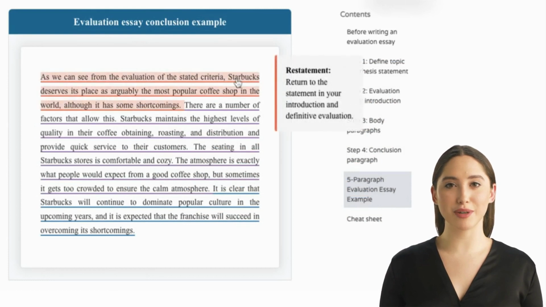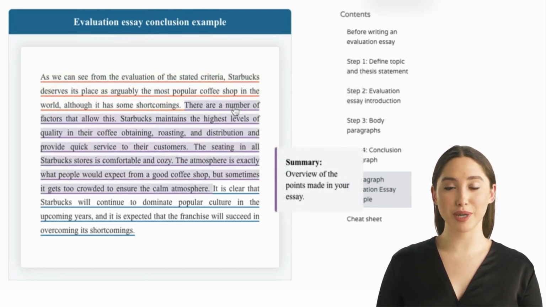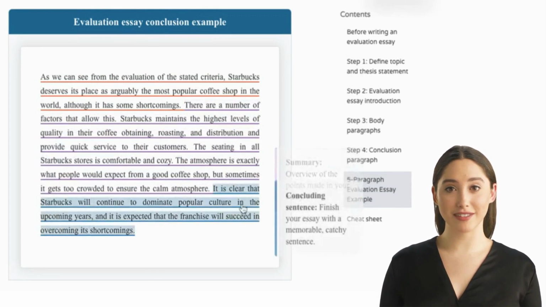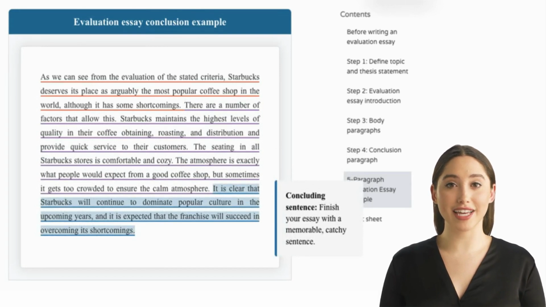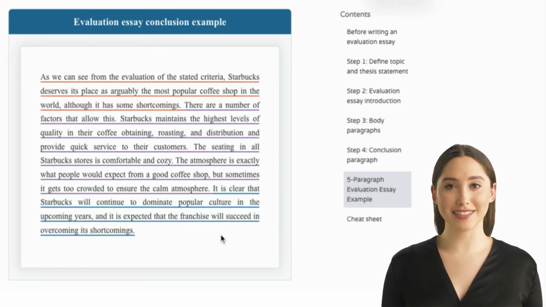The first sentence reminds the reader about our thesis statement in different words. This is what we call a restatement sentence. The second part is the summary section, where we provide an overview of the key points mentioned in the essay. Lastly, we have the concluding sentence, which is catchy, memorable, and entertaining for the reader. We are all done with our evaluation essay.